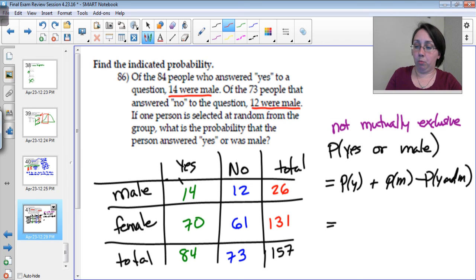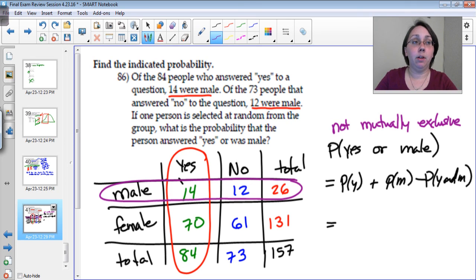So let me circle what we're interested in. We're interested in the yeses, and we're interested in the males. So you see there's an overlap? This 14 here, you have to keep from double counting that. This is the formula. If you don't like the formula, you can do the intuitive way. Anybody remember the intuitive method? Nope. You just add up all the ones that you're interested in. Everybody I circled, add them up. Careful though, I have totals as well as data. So don't count the totals and the data, be careful. But let's do the formula because it's pretty.